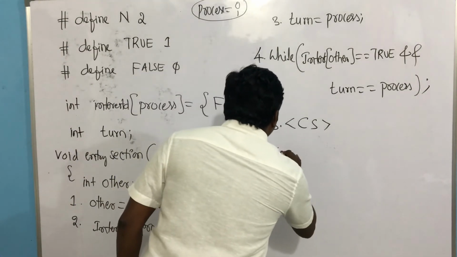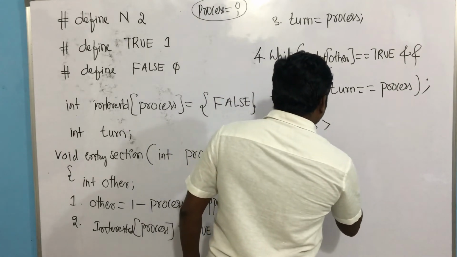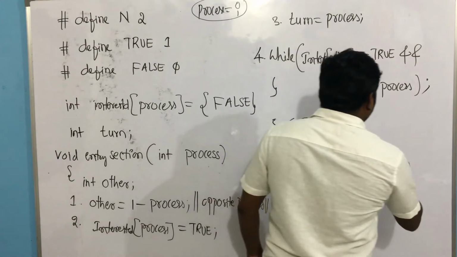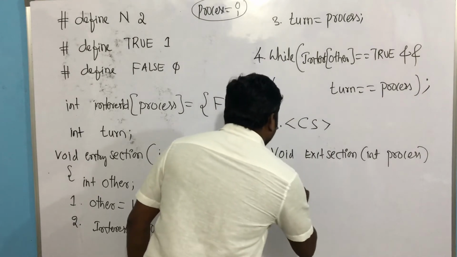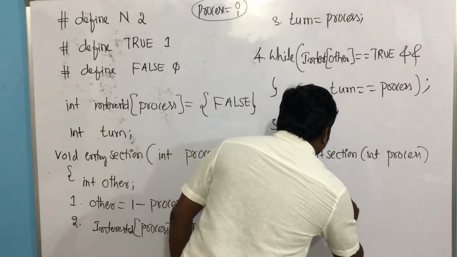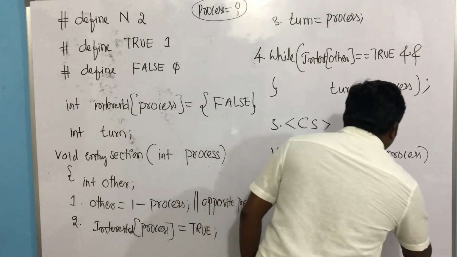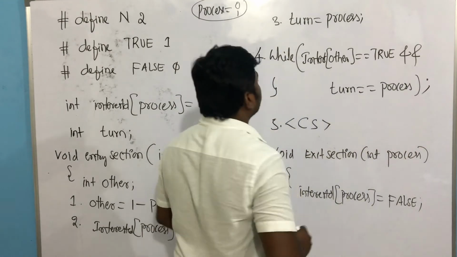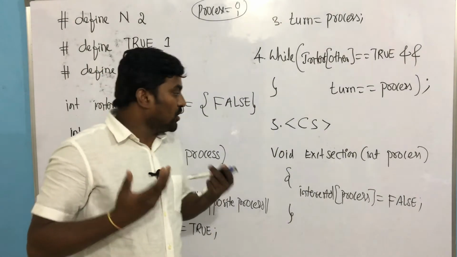And void, I am writing, void exit section. What is the exit section? Once the process uses the critical section, you have to show your interest as false. Simply interested of process equal to 0 or false, both are the same. Once usage of the critical section is over, you have to show you are not interested.